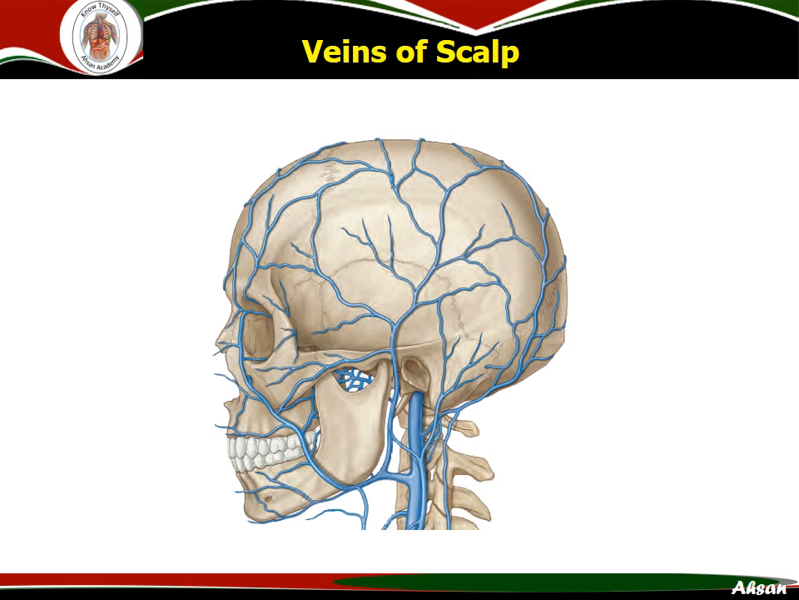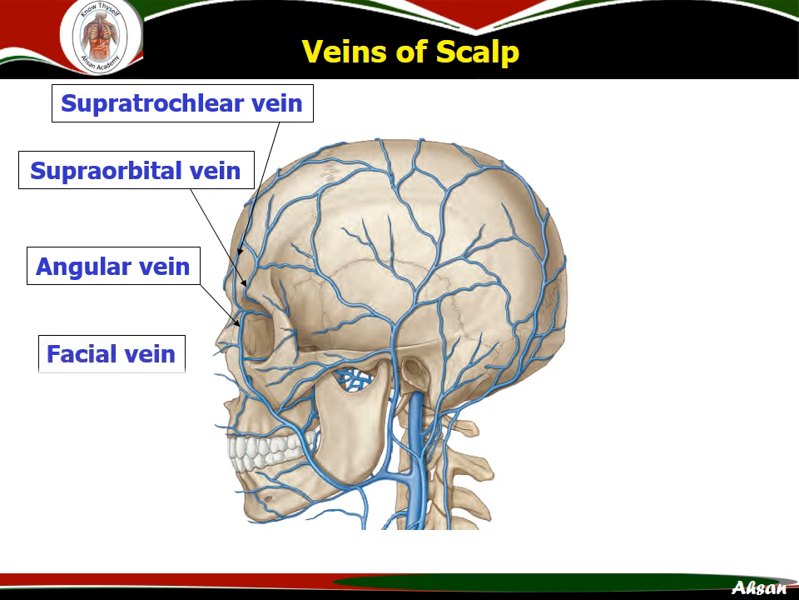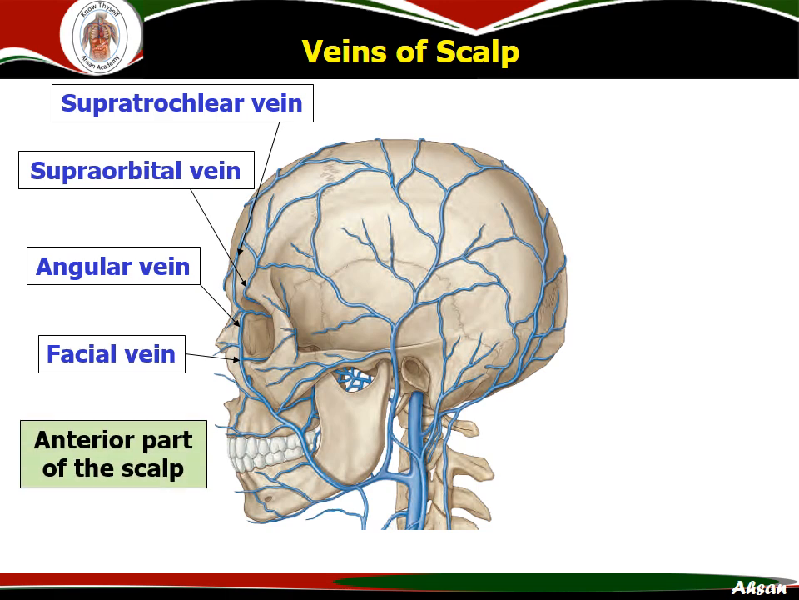The veins of the scalp comprise those labeled here. This is the supratrochlear vein, and this one is the supraorbital vein. These veins come from the anterior part of the scalp and forehead. They unite together to form the angular vein at the root of the nose, and this descends downward as the facial vein. These are the veins of the anterior part of the scalp.